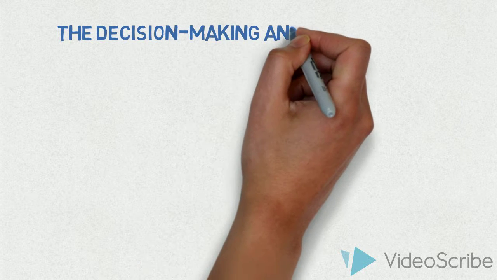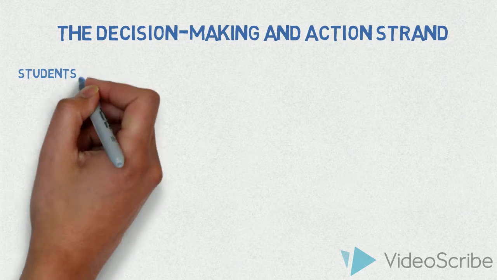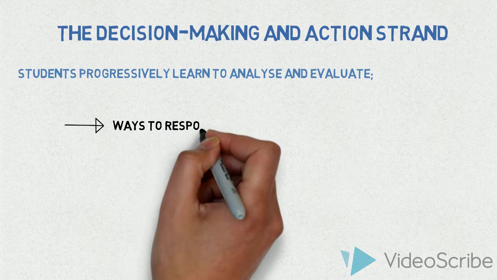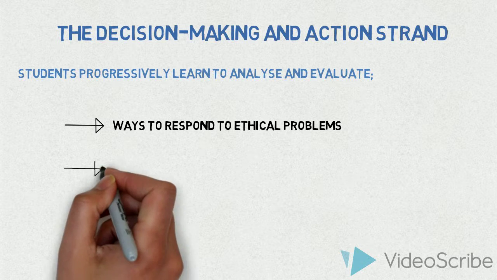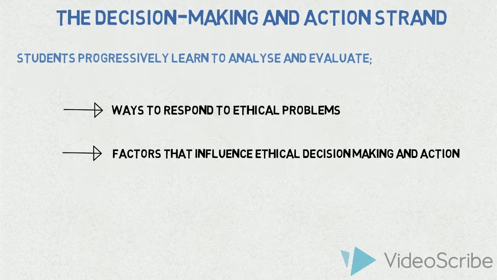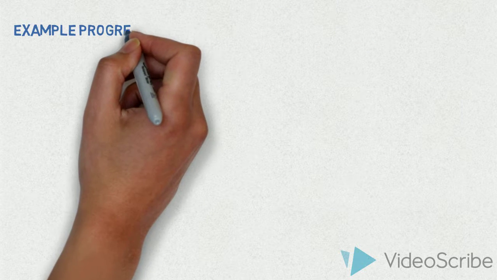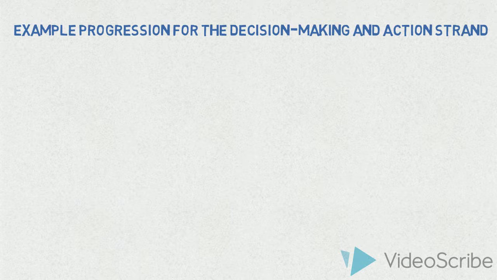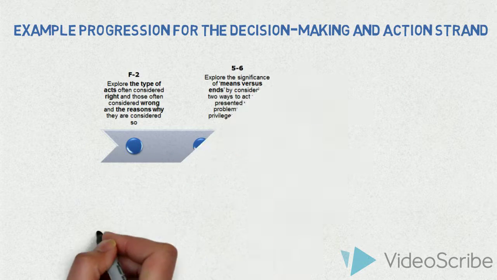Within the Decision-Making and Action strand, students progressively learn to analyse and evaluate ways to respond to ethical problems and factors that influence ethical decision-making and action. This is an example of what the progression of learning could look like for the Decision-Making and Action strand from Foundation to Level 10.